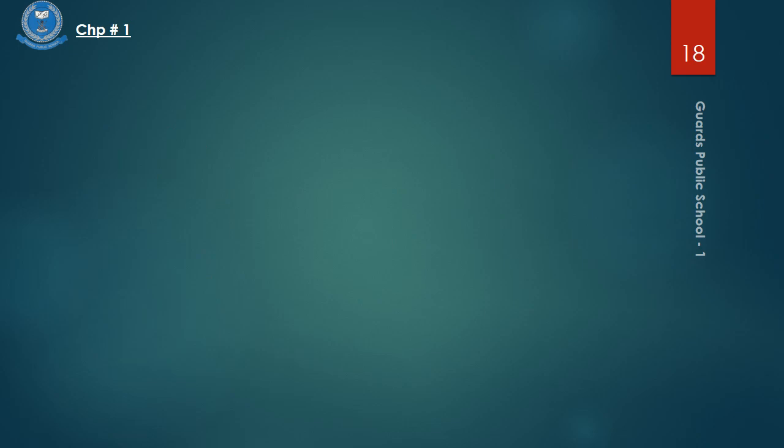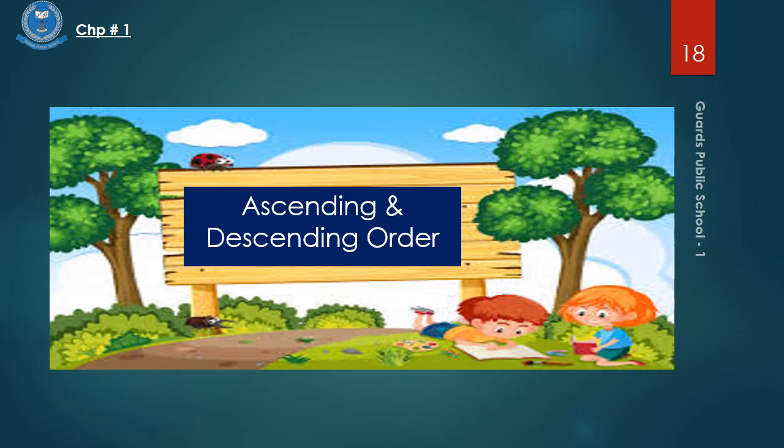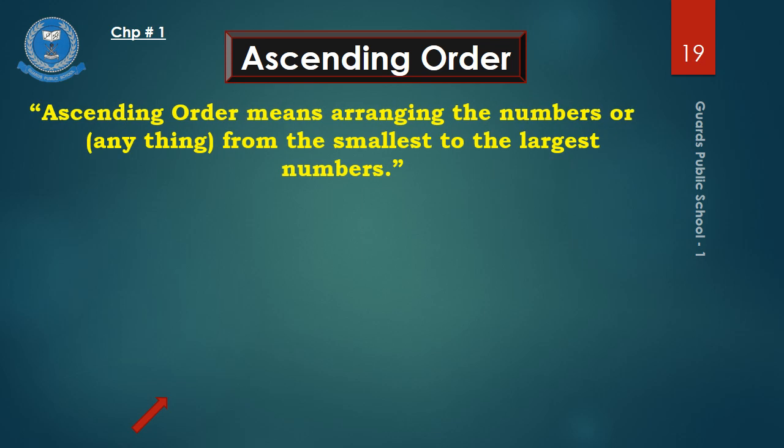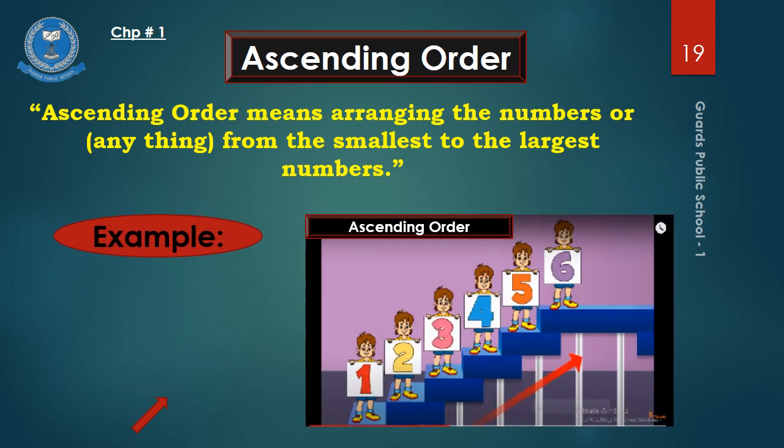Now, we are moving to our last topic, ascending and descending order. What is ascending order? Ascending order means arranging the number or anything from the smallest to the largest. Students, for your understanding, I am giving you a trick to remember the meaning of ascending. Ascending word starts with the letter A, and we also take the meaning from A is ahead.